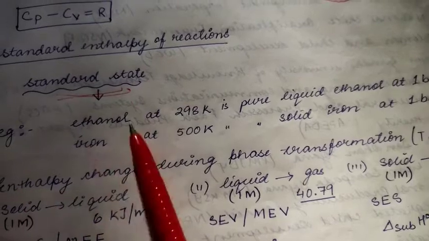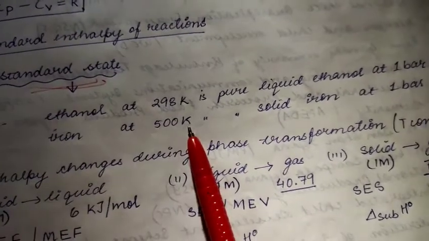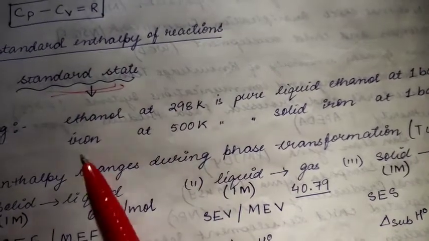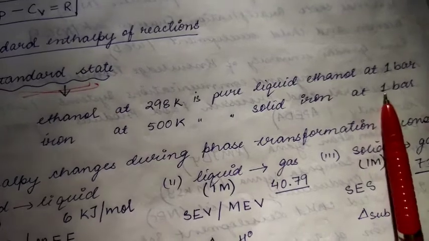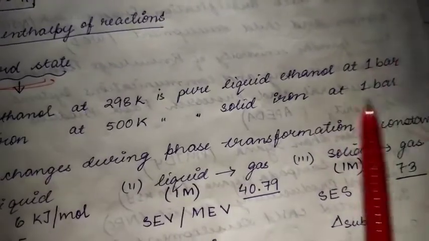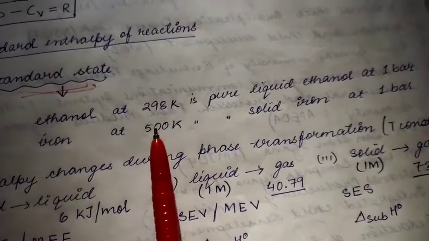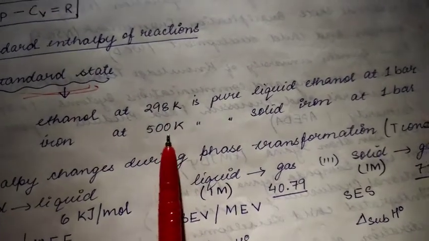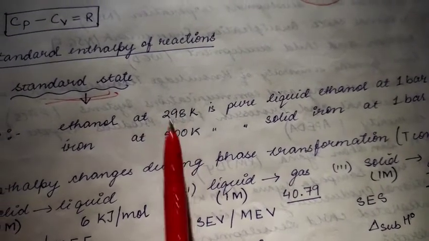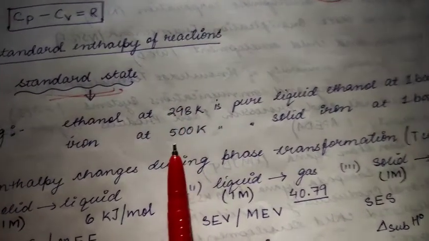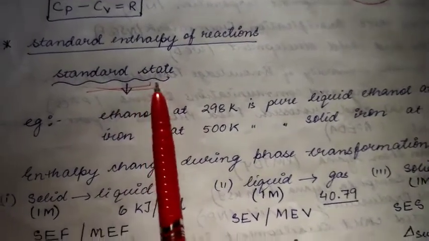For iron, it is again different. 500 Kelvin is the temperature where you will get this standard state of iron, provided that the pressure is always maintained at 1 bar. So the pressure is always 1 bar, but the temperature will change, and at a particular temperature you will get a particular standard state of a substance. So this will be different for every other substance. So this is the definition for standard state. Clear?